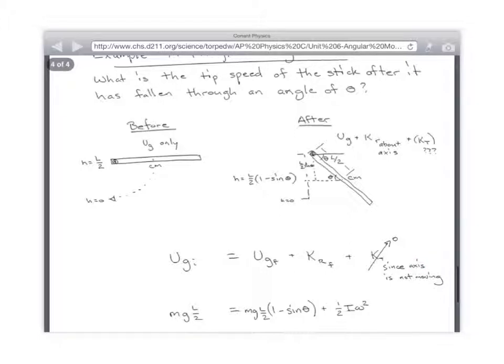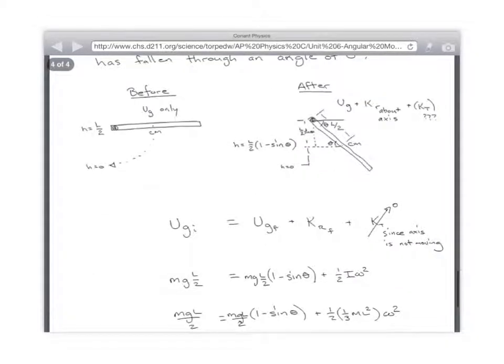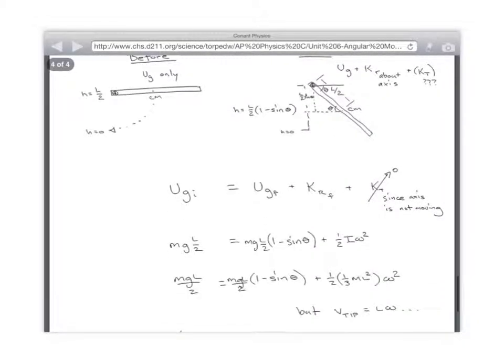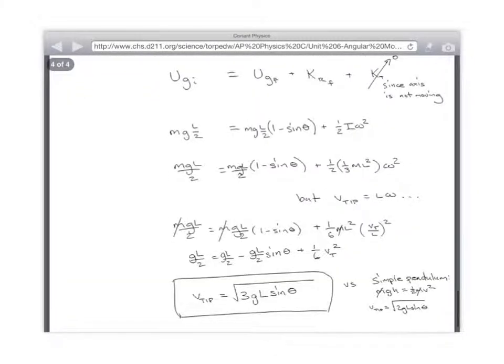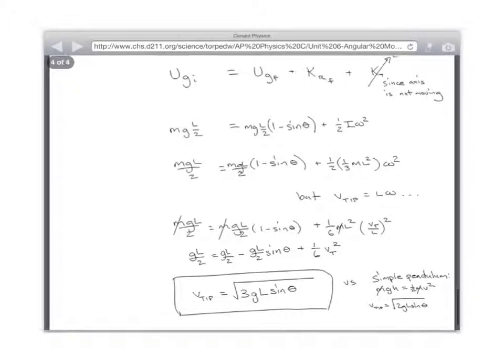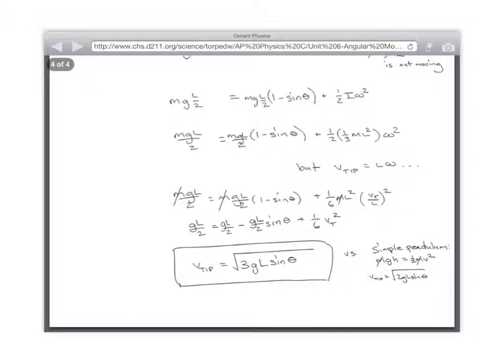All right. And you can do a bunch of math, and you end up with the tip speed being root 3 g L sine theta. Wait, what if theta is 90 degrees? What about the bottom of the swing? Root 3gL. Wait, what was it for an individual particle speed at the bottom? Root 2gL, right?